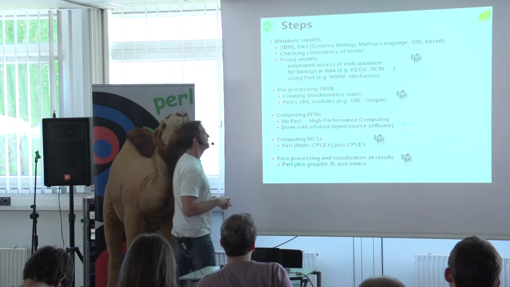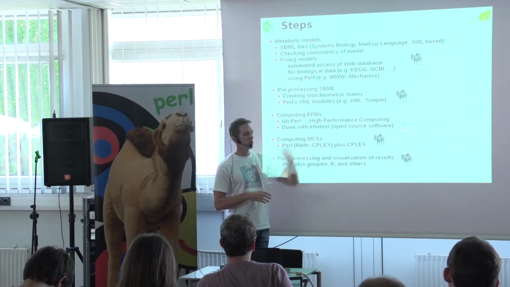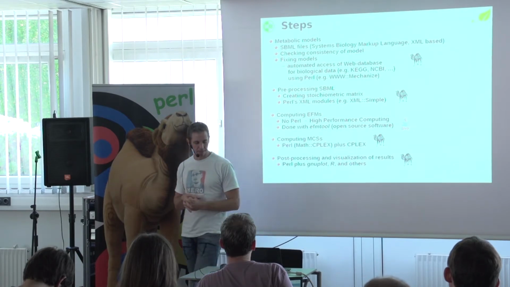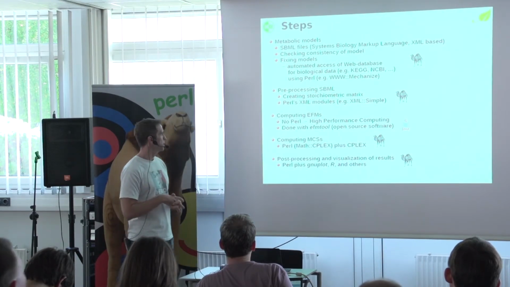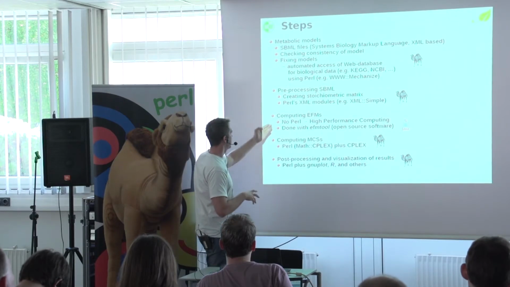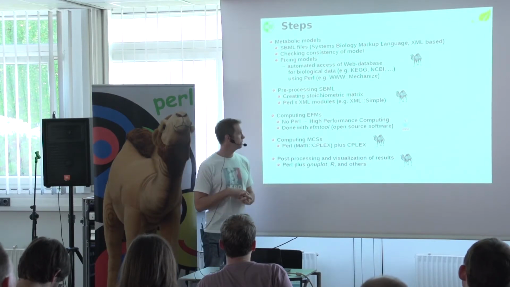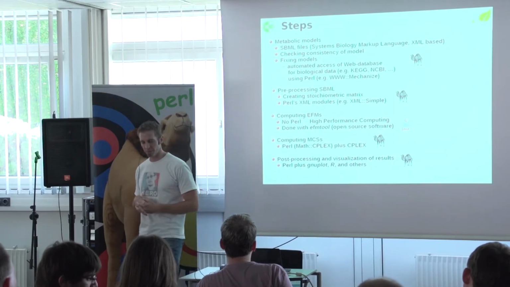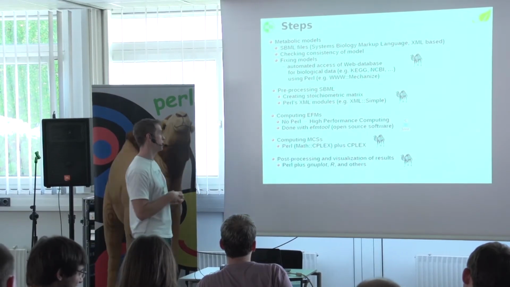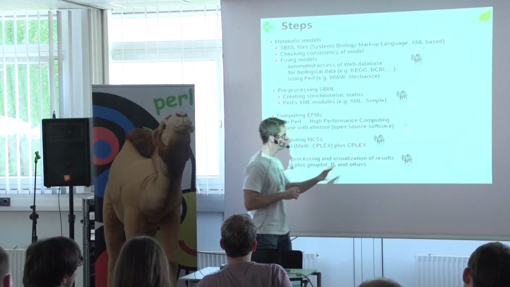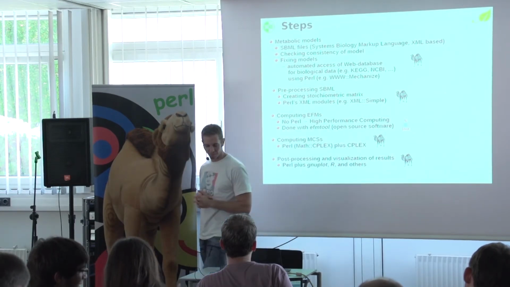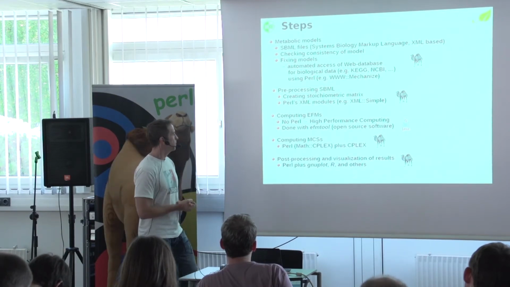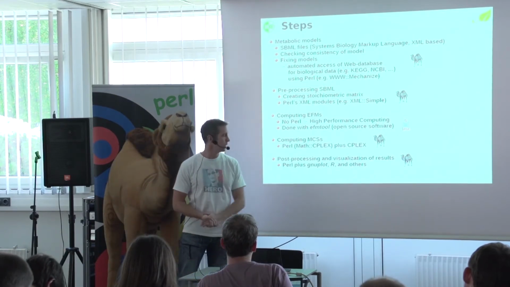Then we do a preprocessing of the SBML file, so we create this stoichiometric matrix I mentioned before. There we use Perl's XML modules, for instance, XML Simple. Then the computing of the EFM has to be done. Here we can't use Perl because this is a real high performance issue. For that we use EFM tool. It's in Java, so you might wonder why this is then high performance, but it's still the best tool out there. And after that, we compute the minimal cut sets, and this again is done with Perl.